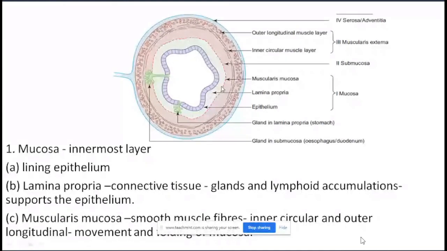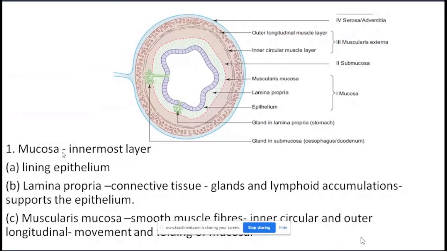So mucosa again consists of 3 layers: the lining epithelium, then lamina propria and the muscularis mucosa. These three layers form the mucosa. As for the lining epithelium, the whole of the GIT tract from the stomach up to the large intestine is lined by columnar epithelium, and also the upper part of the anal canal.